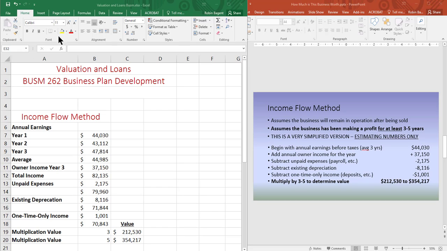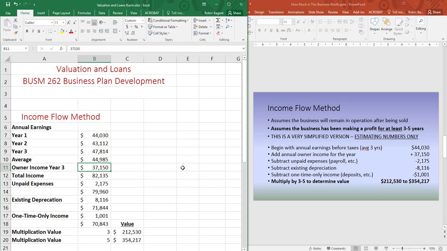Okay, the first thing it asks us is to determine the average earnings before taxes for the last 3 years. So we have our last 3 years here, and we determine average in Excel by equals, average, and then the numbers that we're going to be using. So we come up with 44,985. Then you add owner income for the last year to that figure.